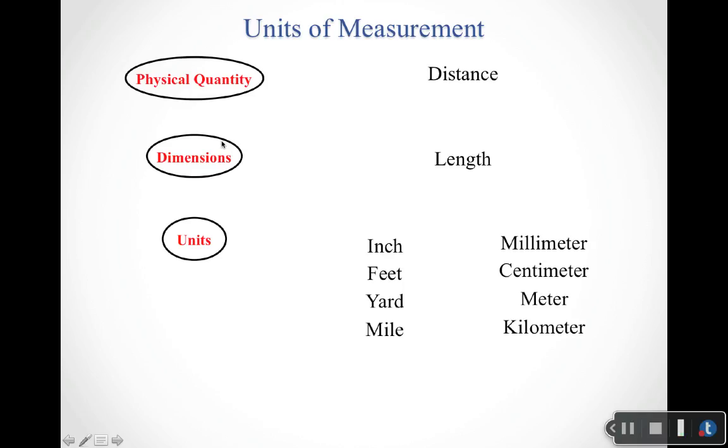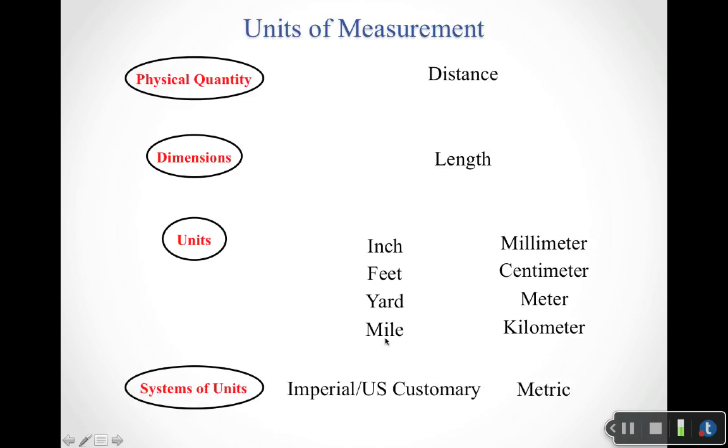So at the end of the day, a lot of times the physical quantity and the dimensions will end up being the same. Distance is an example where the physical quantity and the dimension are something different. But often when we talk about most other physical quantities, such as force or energy, they will have dimensions of force or energy. So usually these two things are the same. Then we've got a lot of choices when it comes to units.